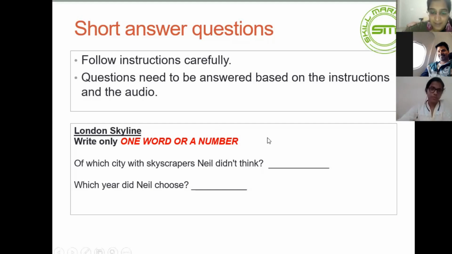Okay, so the first thing that he forgets to talk about is London. He says Shanghai, New York, and Dubai, but then the person who's probably taking the interview mentions London, okay? Says that he's forgotten to talk about London. And which year did Neil choose? He got 3 options, and he says 1708, option C, 1708. So that's what you have to write.